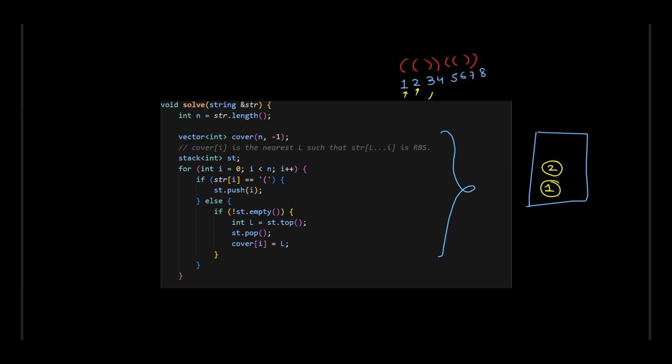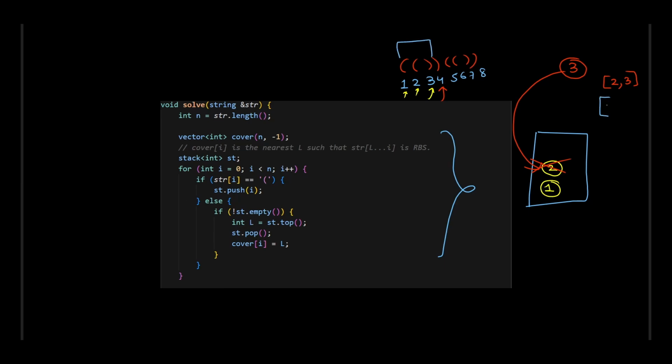Then when you see a closing bracket, you have to pop from the stack because you have just found a matching pair. Since 3 is popping 2 from the stack, you can see that this 2 is a cover for 3. It means that this string 2 comma 3 is a balanced or a valid parenthesis, and then you can remove this 2 from the stack. Then when you introduce 4, you see that 4 will pop 1 from the stack. It means that the cover for 4 is actually the first element.